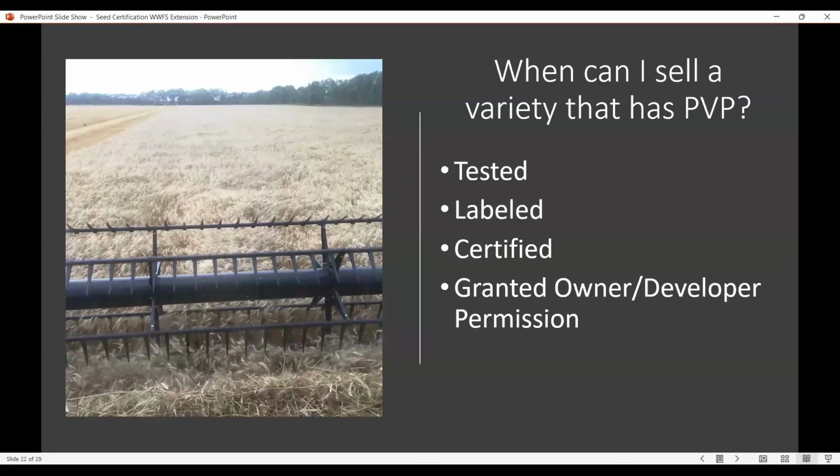Many of you will want to know when I can sell a variety that has PVP. First, it has to be tested, labeled, and certified if it has Title V. And you have to have the owner's or the developer's permission. In the case of the certified seed, the Title V, that permission is basically granted when it goes through certification. If it is a PVP variety without Title V, you do have to have the owner's permission to sell that variety as seed.